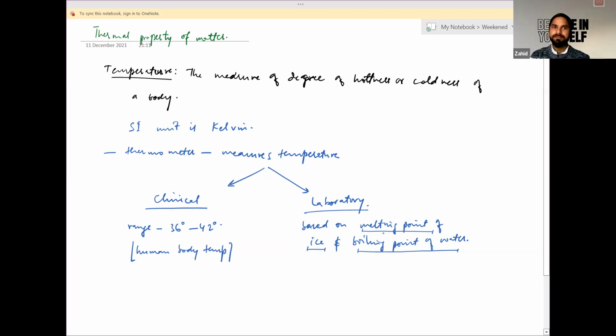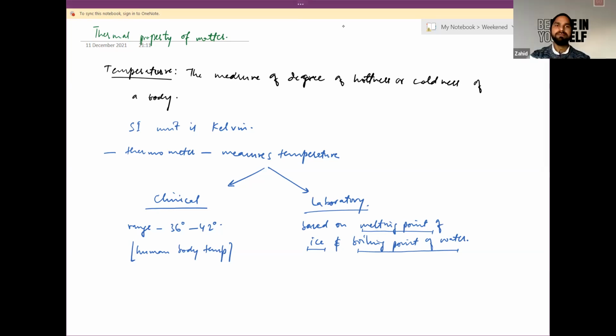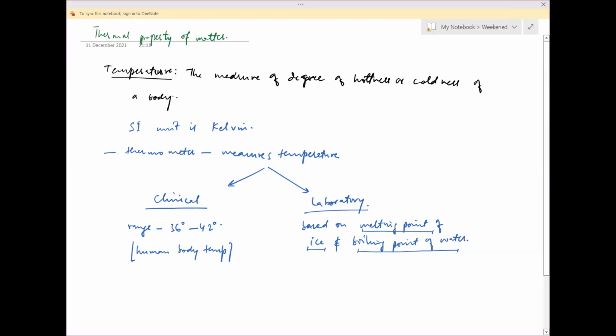Is it clear? Yes, sir. Saifullah, any doubt? No. Okay, just write it down to this part. Done, sir.